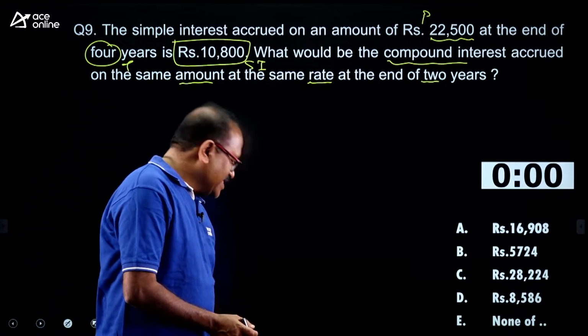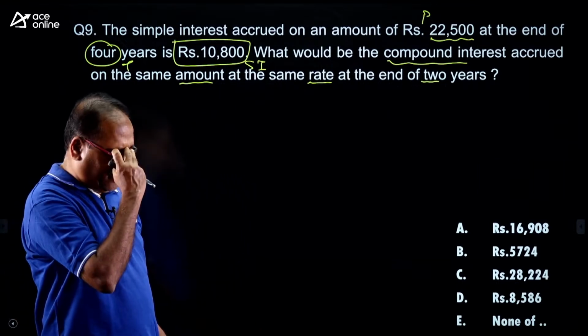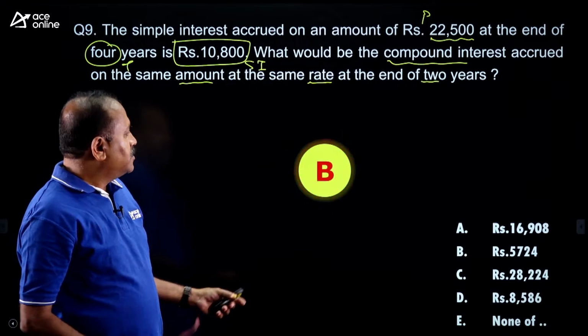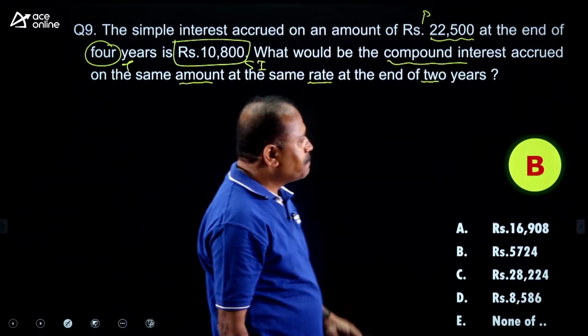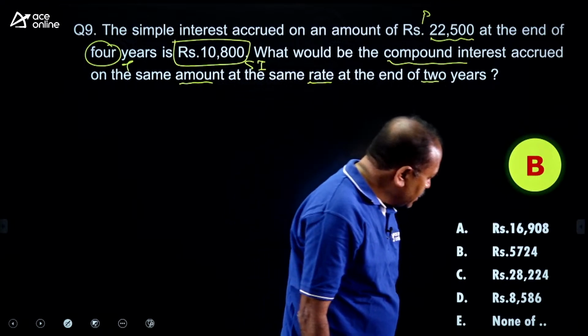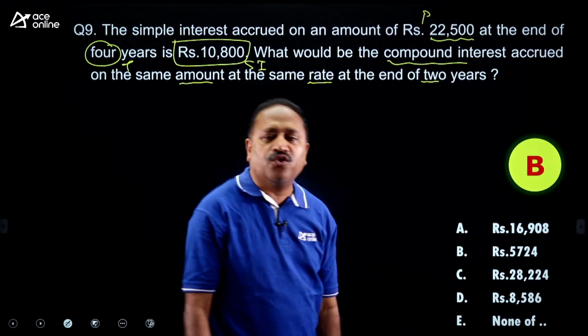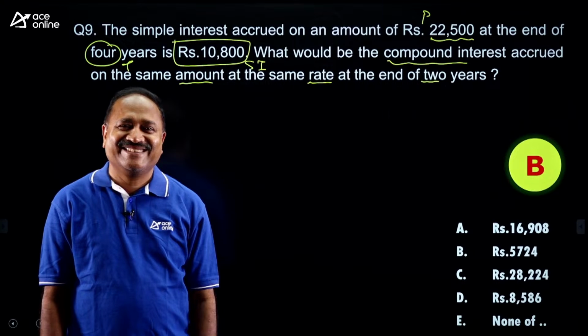Okay. So I will check that if you are getting this answer, option B, and the option B is 5724, then you are right.